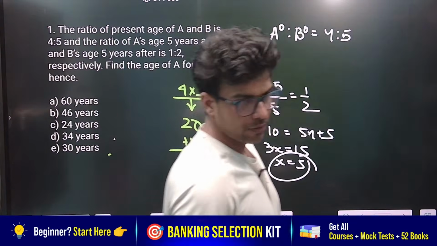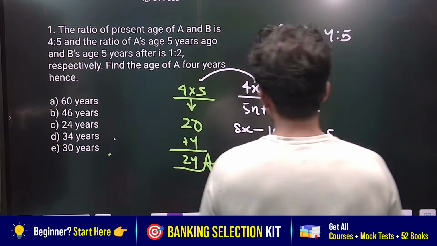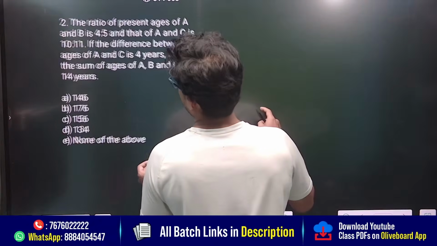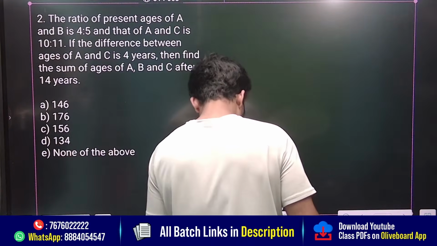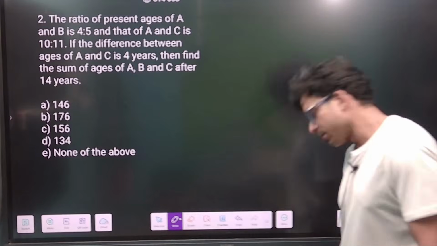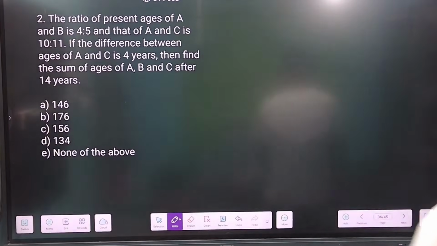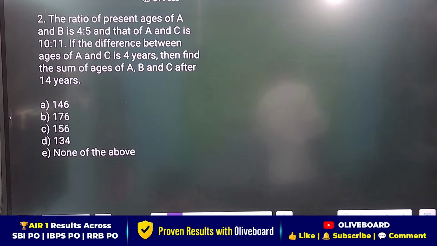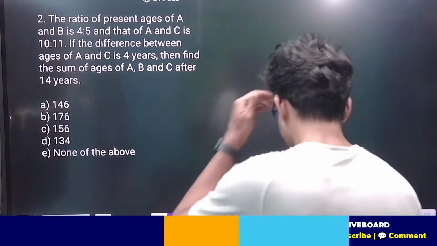I think everyone got this. Is it right? Come on, say. Let's solve this one. Very good. All the questions which I've taken are from previous year, guys.